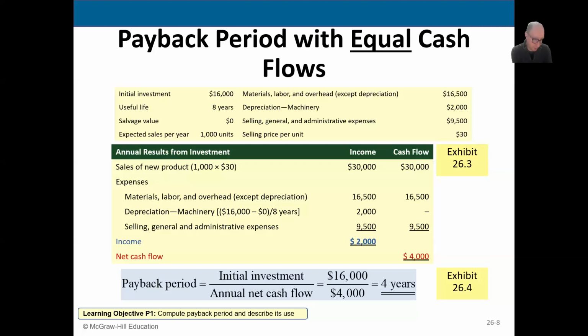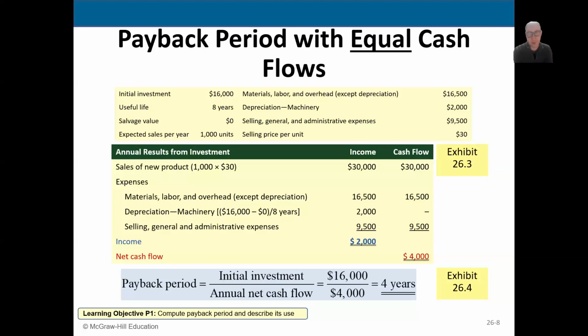So, in this example, expected sales per year are 1,000 units. The sales price is $30 per unit. Okay, that's $30,000. We have the same expenses every year. We have materials, labor, and overhead of $16,500. Depreciation of the machine of $2,000. And we have selling, general, and administrative expenses of $9,500.